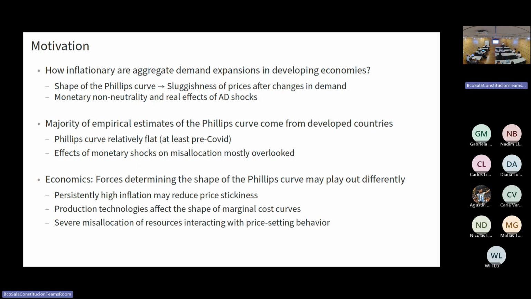But the fact that we have estimates about the developed world, but not the developing world, is not sufficient to explain why we wrote this paper. Why we think this is interesting is because there are many economic forces at play in developing economies that influence the shape of the Phillips curve that we think are substantially different in principle compared to how the economics work in developed countries.